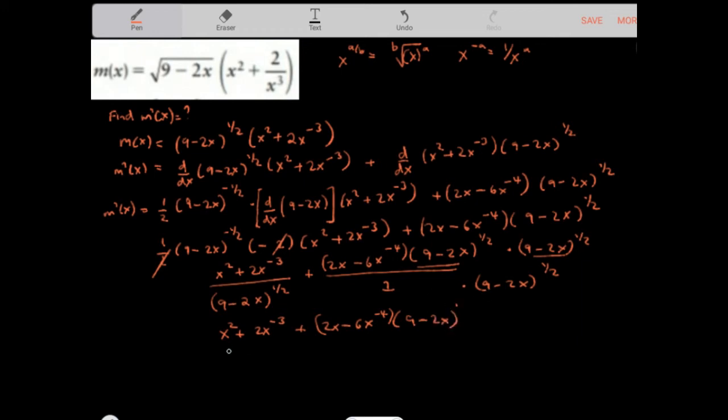Really, it's up to you if you want to further expand this, but I think I'll just stop here, because it would just continuously keep going. There aren't any common factors that can really be expanded, so I'm just going to stop here in terms of the derivative function. So this is m prime of x.